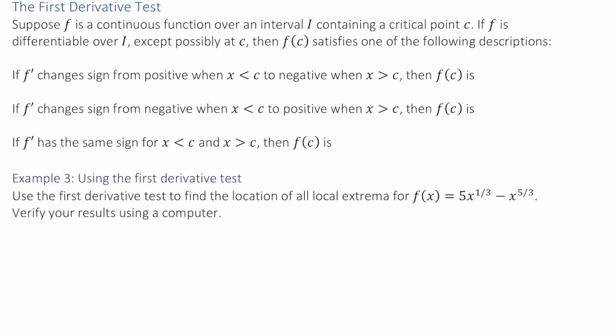So before I give it away and say what is going on, let's make a sketch. So here's a number line, and there's c. On this side, x is less than c, and on this side, x is greater than c. So let's look at this first case. We're changing from positive, so our derivative is positive here, and then to negative. What does that look like? Our graph is doing this. If you said this looks like a maximum, you are correct. So if the derivative changes from positive to negative, then f evaluated at c is a local maximum.